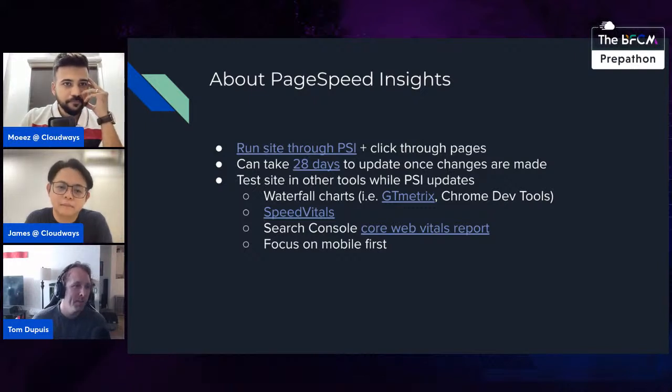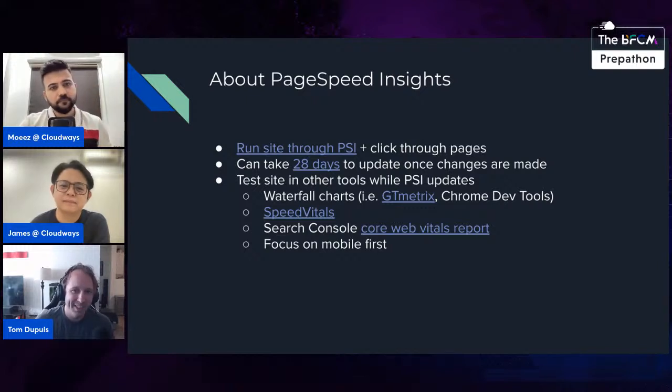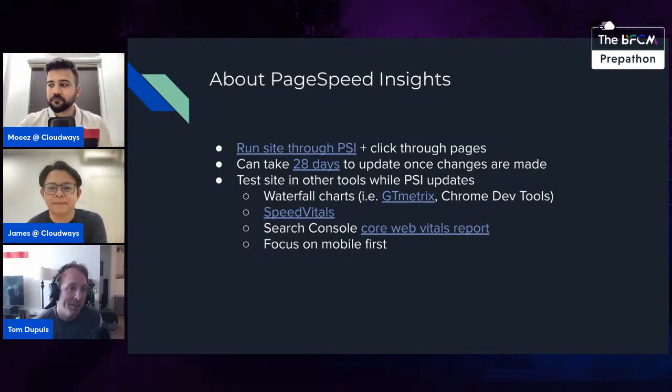So while you're optimizing those recommendations in there, you really want to test your site in other tools, like looking at waterfall charts in Chrome DevTools or GTmetrix. A lot of people just look at the recommendations in PageSpeed Insights, but if you actually take the time to look at a waterfall chart, it can tell you a lot more about specific things that are happening.